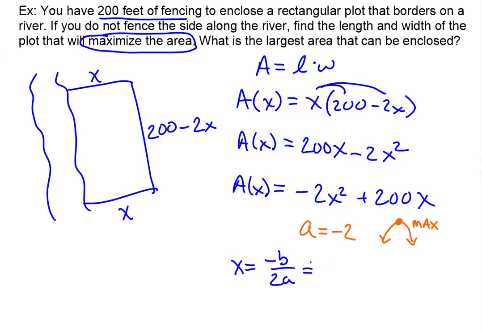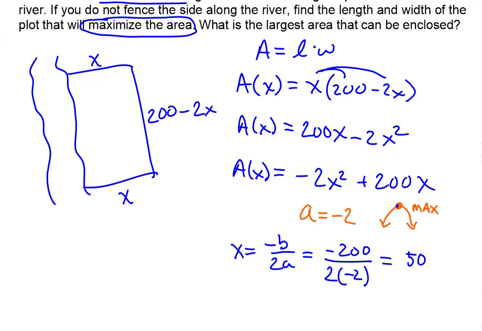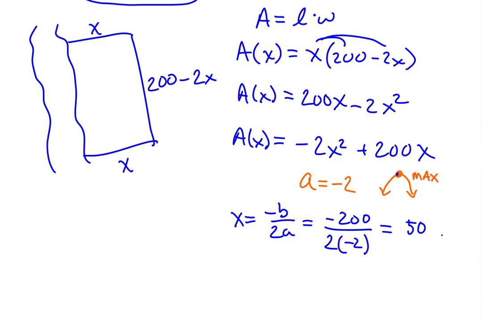And so if b is 200, then we can plug in here to get the x-coordinate of our vertex to be negative 200, that's negative b, all over 2 times a. Well, a was negative 2. So 2 times negative 2. Okay, so this is negative 200 over negative 4. That turns out to be 50. All right, so what that's telling us is that the x-coordinate of this vertex has to be 50. And then, of course, the y-coordinate of it would be found by us plugging in 50. So that'd be like A of 50. And you can just plug in 50 for x in this function. You'll end up getting 5,000.